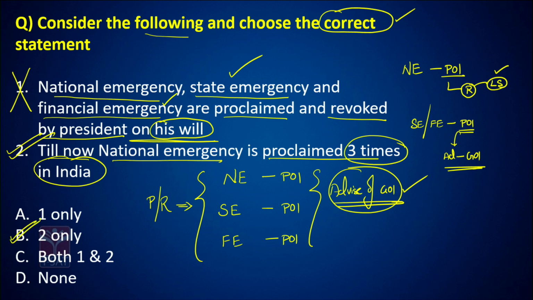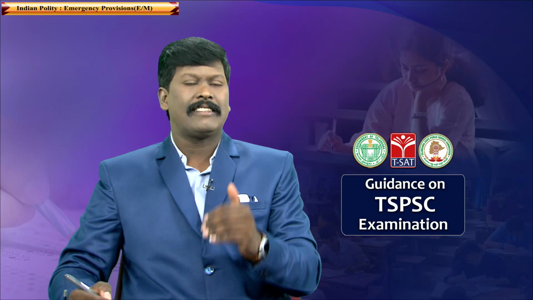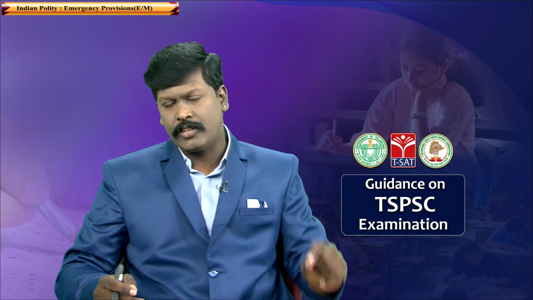Now can anyone tell me in which years the national emergency has been proclaimed till now? Yes, there are 3 times: 1962, 1971, 1975. National emergency has been proclaimed in India till now 3 times. 1 in 1962, India-China war. 2, 1971, India-Pakistan war. 1975, internal disturbances.